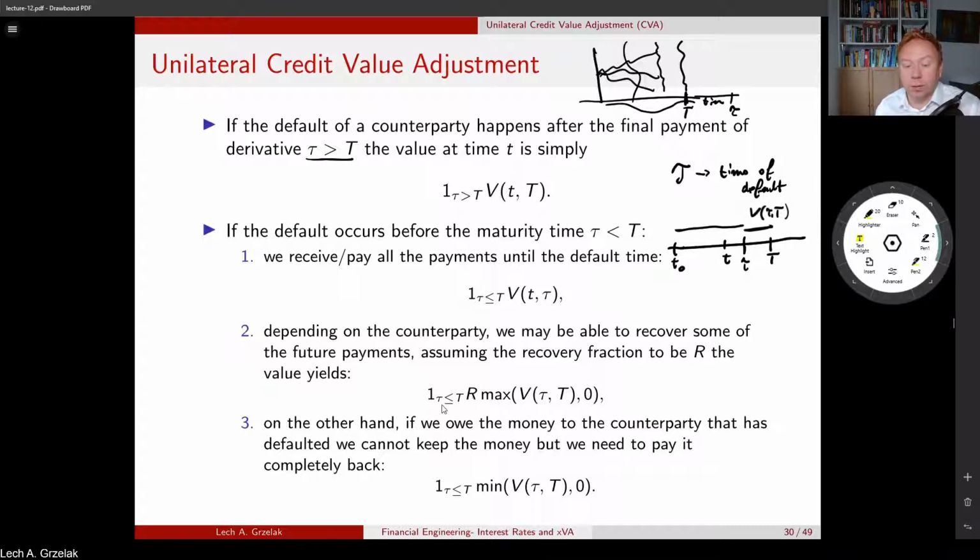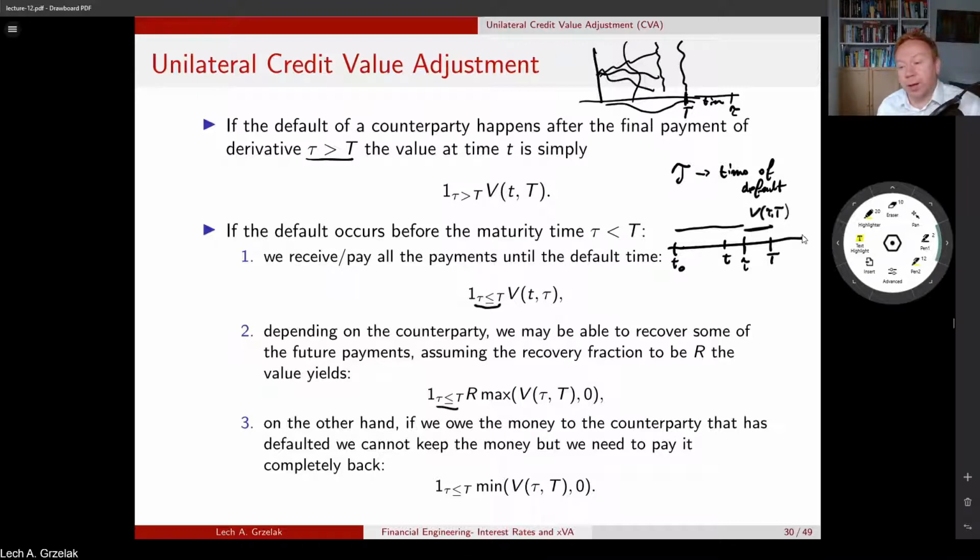This is the same case as here. So we have to basically put them together and multiply with the recovery rate. So this is the money that, at some certain time tau, we may have future obligations regarding the cash flows with the counterparty. We may still recover some rate R from this outstanding part of the contract.